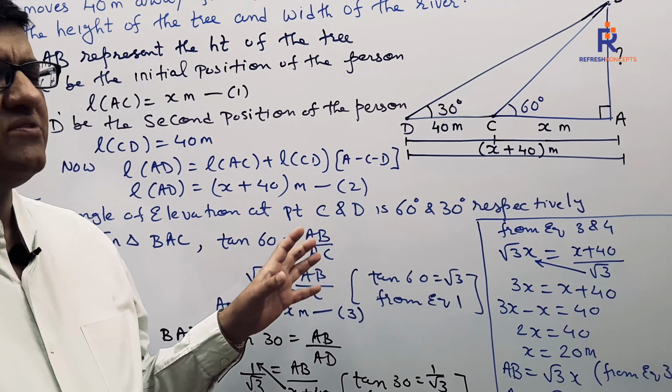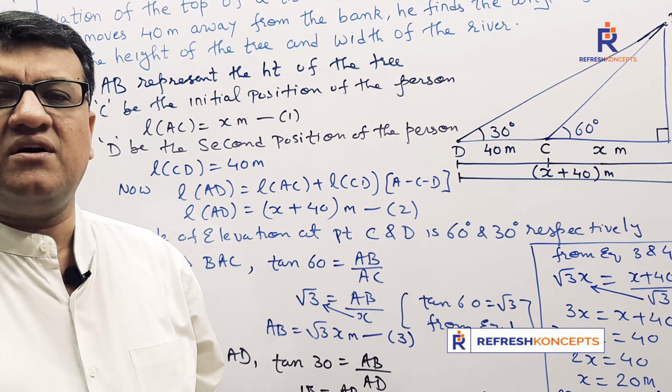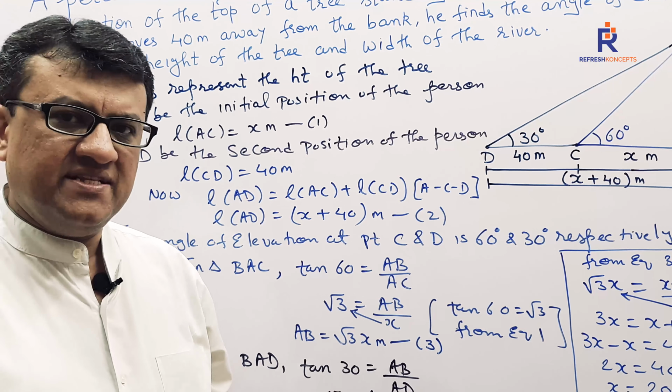This was different from what we have done up till now. So you are going to get more varieties of sum in heights and distances. There are many varieties which we are going to come across, and we'll see one by one.